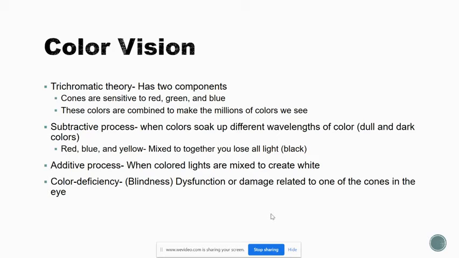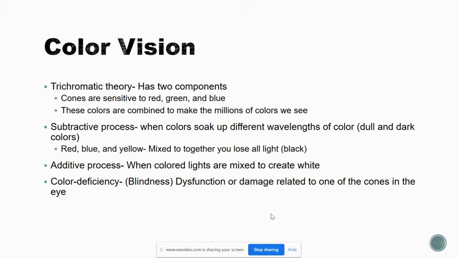Have you guys ever seen that thing in physics where they have the little pyramid of glass and they shine light through it? Yeah. That's how they discovered all this. The additive process is when colors are mixed to create light. So subtractive makes black, additive makes white.